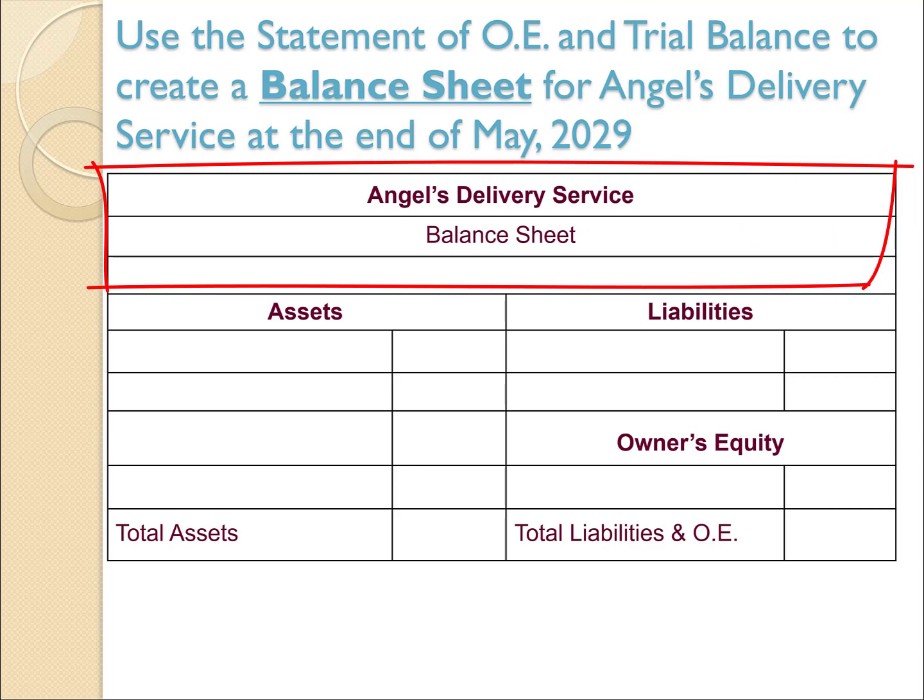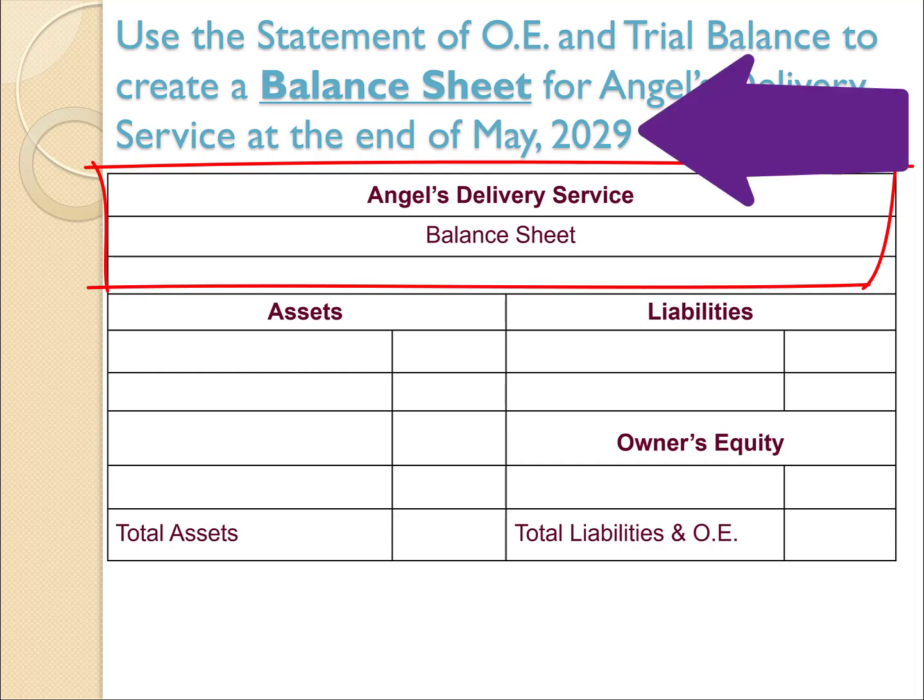And then the third line is a little trickier. It's date related. So is it a single day or is it a period of time? The balance sheet, remember, is like a snapshot in time. It's like a photograph. So the third line has to be a single day. And for this assignment, we're creating it for the end of May 2029. So how many days are in May? 31. So May 31st, 2029.